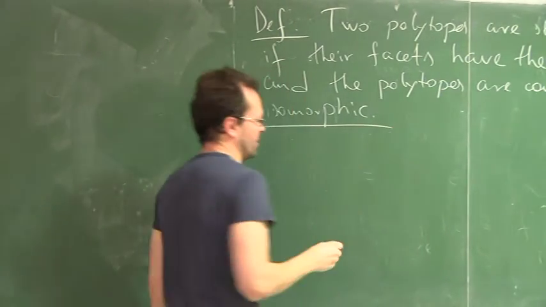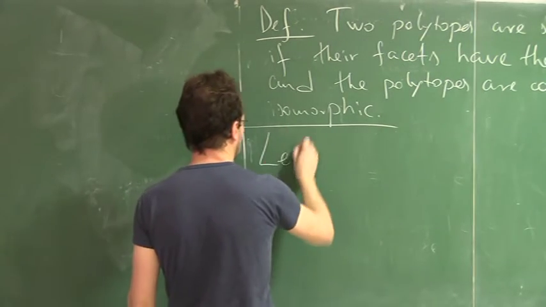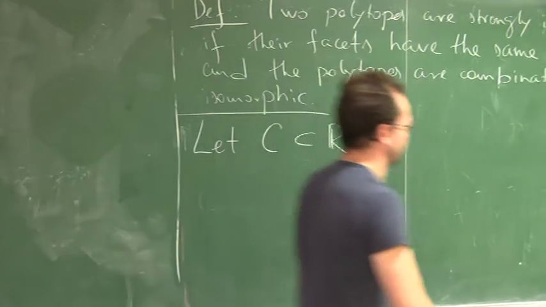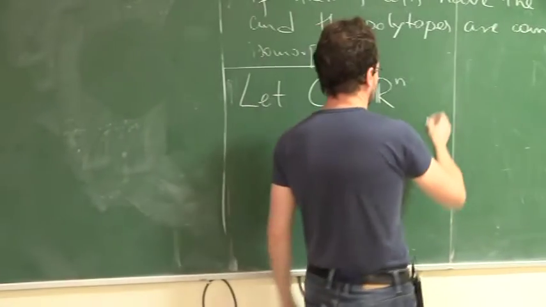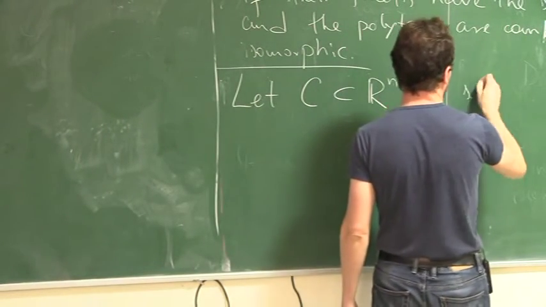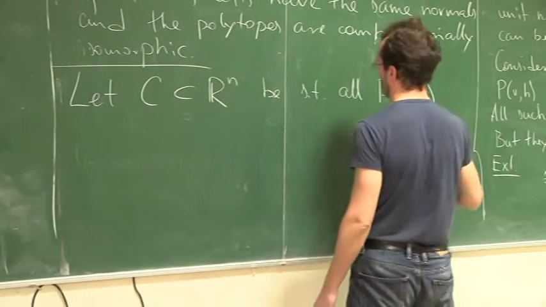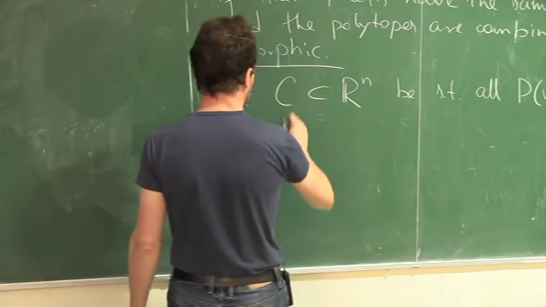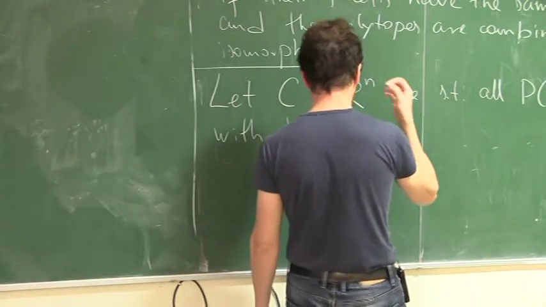So let us now take the family of combinatorially isomorphic polytopes. So let C be a subset of Rn. So this Rn is now our domain for the support numbers. Let C be such that all P of V,H with H from this C are strongly combinatorially isomorphic.